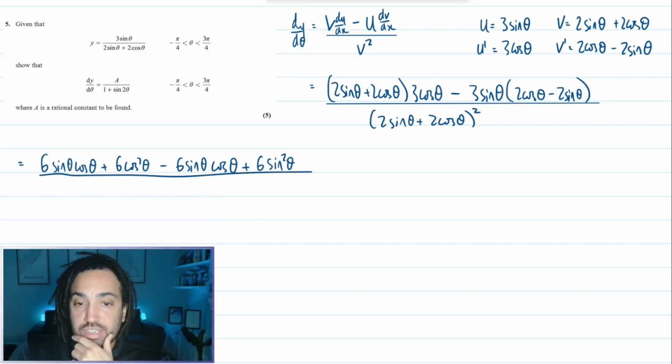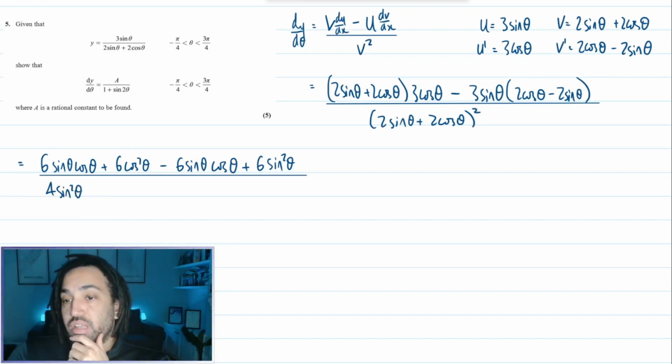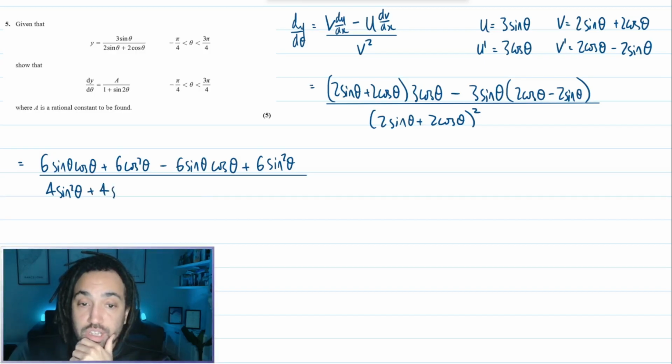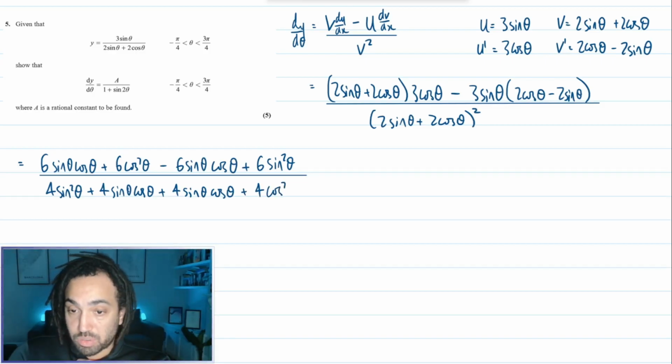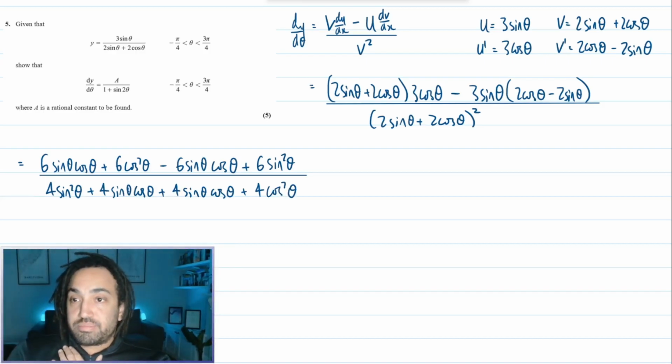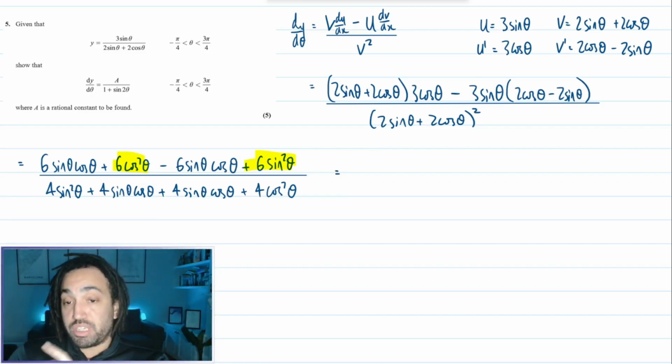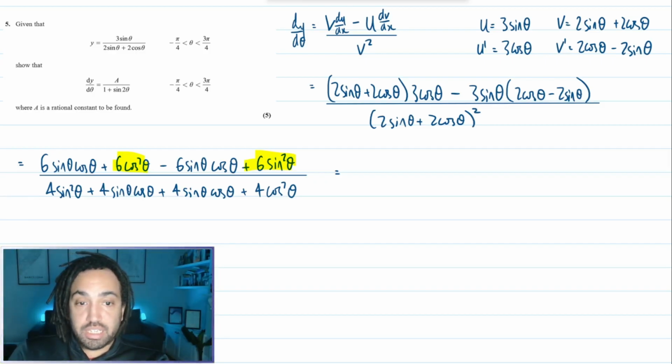Okay, and when I do that double bracket there, I'm going to get 4 sine squared theta, plus 4 sine theta cos theta plus another 4 sine theta cos theta, plus 4 cos squared theta. Okay, right, I've spotted that this plus this, that's a lovely identity. That's going to give me 6, because of course cos squared plus sine squared is 1, so times that by 6, I'm going to get 6. And oh, beautiful, look at that, this is going to cancel. Excellent. So the top line is just 6.